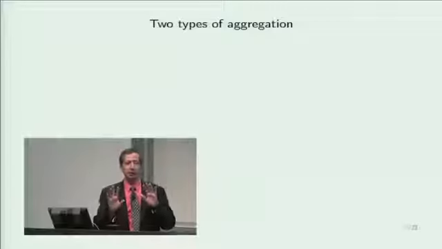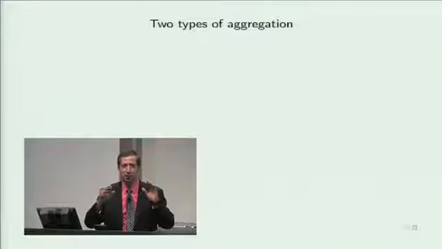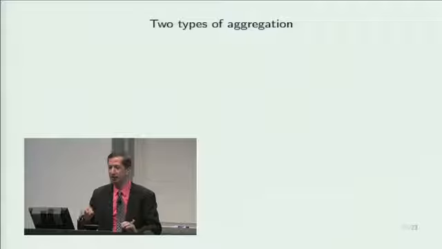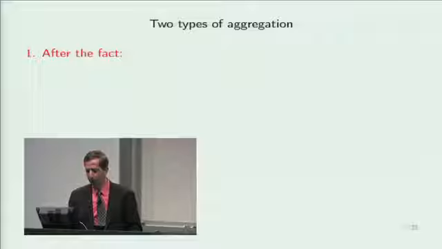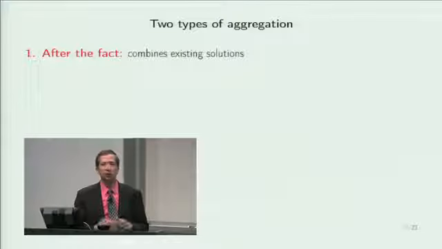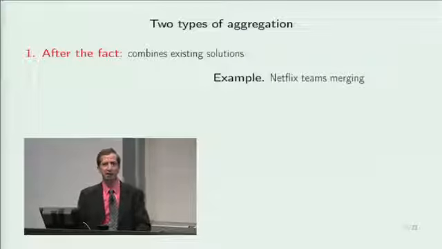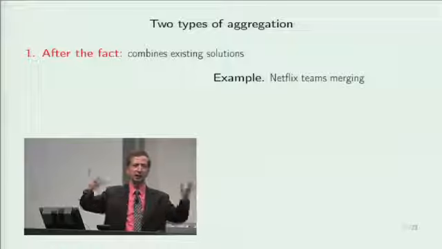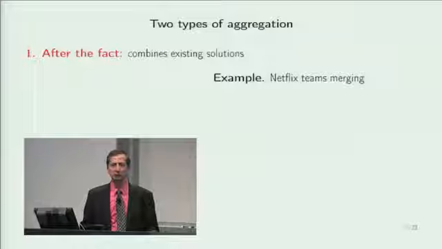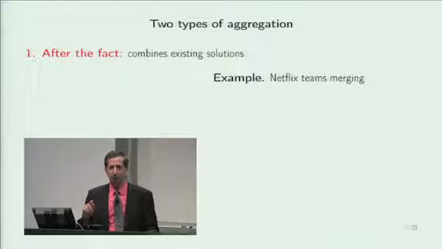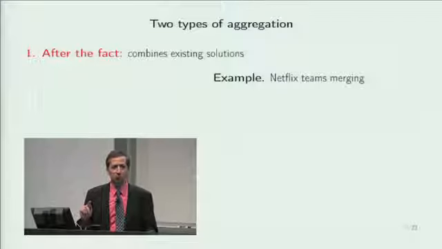Now, there are two types of aggregation. I'm going to call them by certain names for lack of better words, but they are really different categories, and I wanted to emphasize this point. One of them I call after the fact. What does that mean? It means that you already have solutions. For example, remember the Netflix guys? You have the crowdsourcing, and you let the problem out. Everybody tries their hardest and gets a solution. Now you would like to combine these solutions. These solutions exist. They were developed with a view to performance individually. Nobody was thinking about putting them together.